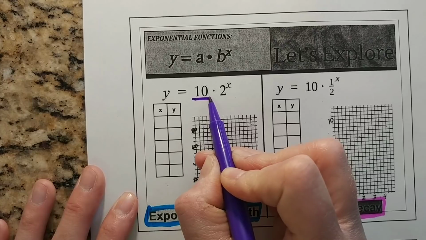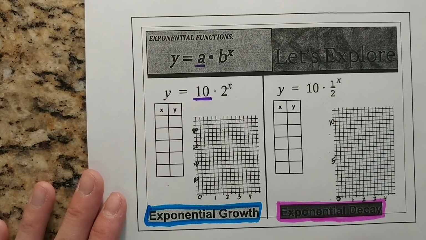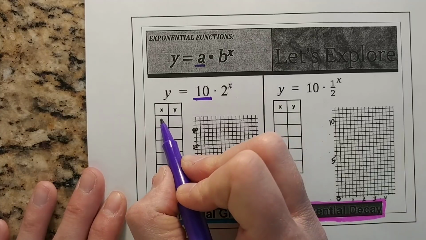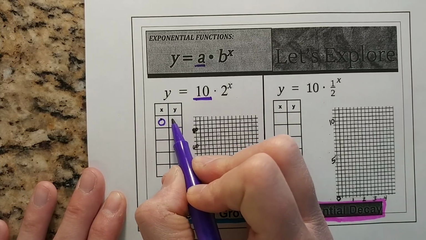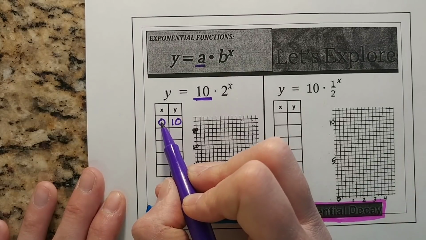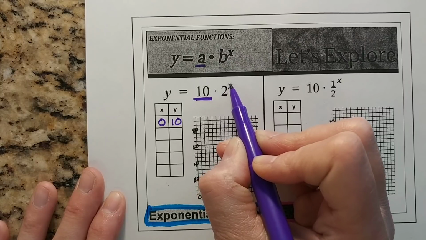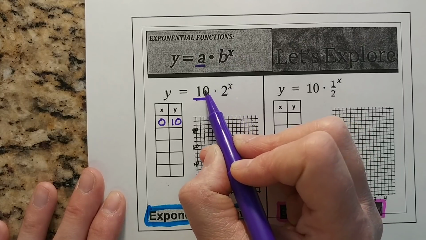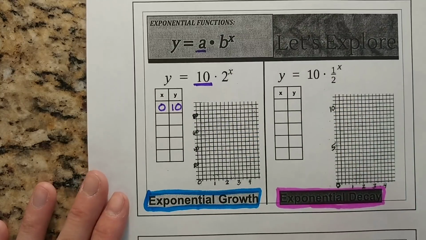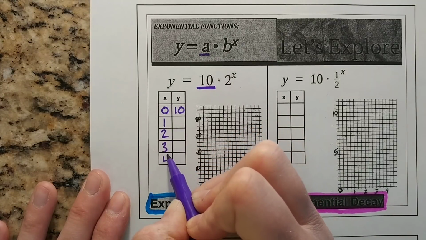The 10, remember, that's our y-intercept. That's where our function starts. When x equals 0, y is 10. Now if I plug x is 0 into this function, 2 to the 0 power is 1, and 1 times 10 is 10. Let's plug in some more points here. X is 1, 2, 3, and 4.